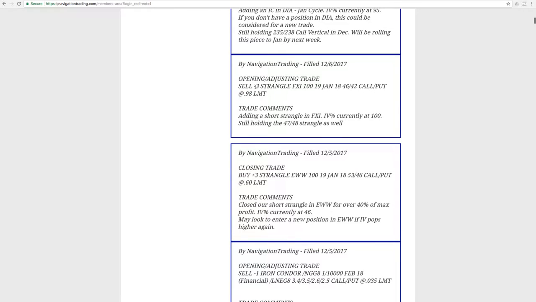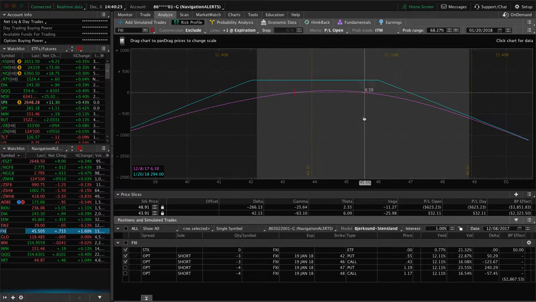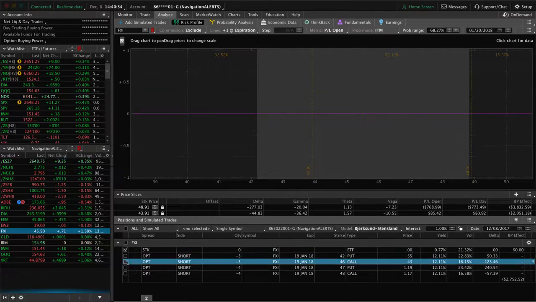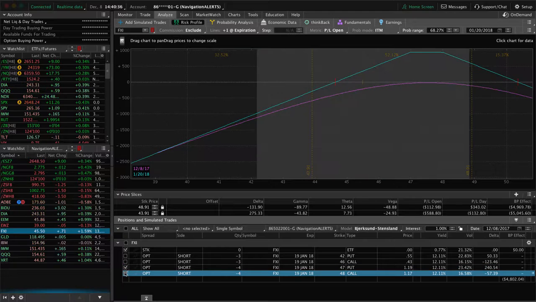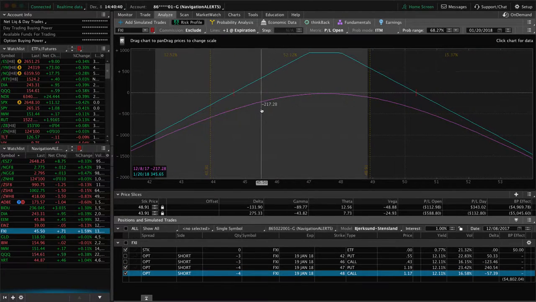Next one, opening adjusting trade in FXI. So this is where we added another strangle in FXI. And you can see here, price has moved up on us a little bit since we put it on, but still well within our range. And then we've got the other piece in here, both of which are in January. And this is our adjusted strangle from previously. So we need a little bit of an up move, some more theta to decay in FXI to benefit that.